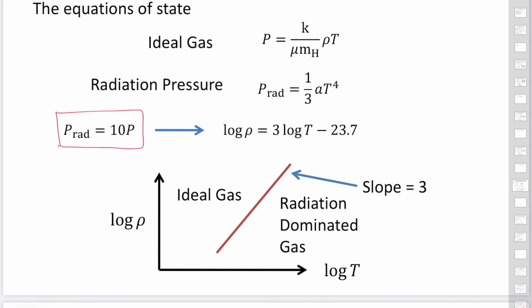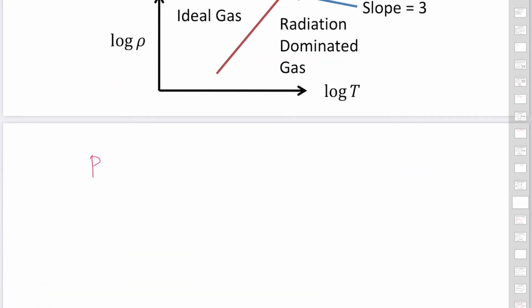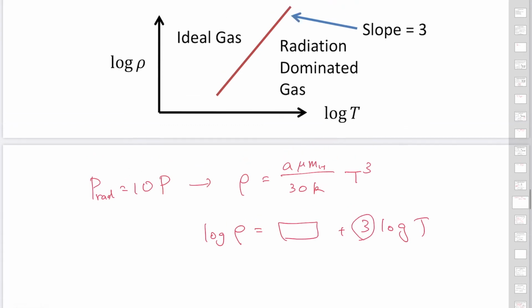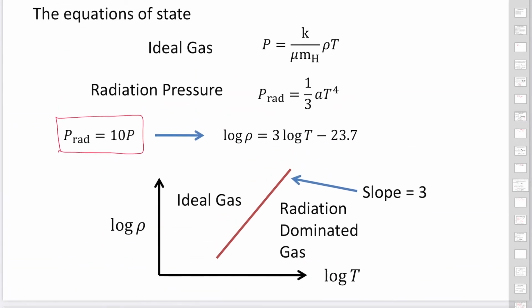We could use this equation. Then, so P_rad equals 10 times P. From this equation, density is expressed as A mu m_H over 30 k T cubed. So take a log on both sides. Log rho equals some constant value plus 3 log T. So in this case, the slope becomes 3. Also, we could draw the straight lines with a slope of 3 in this case.